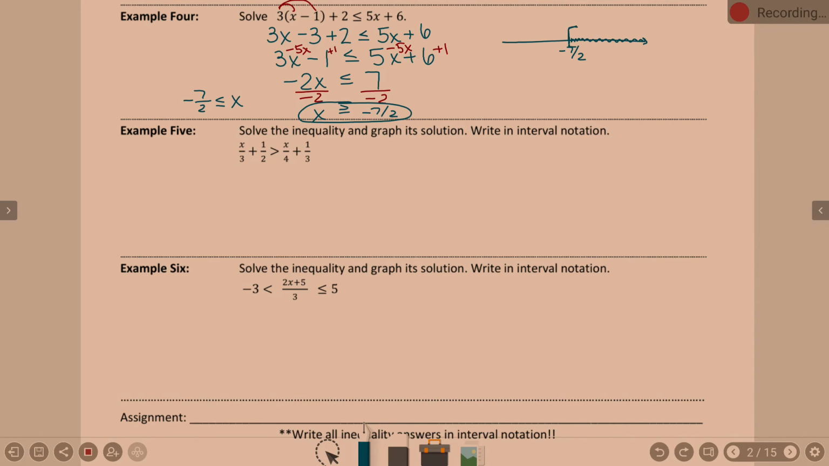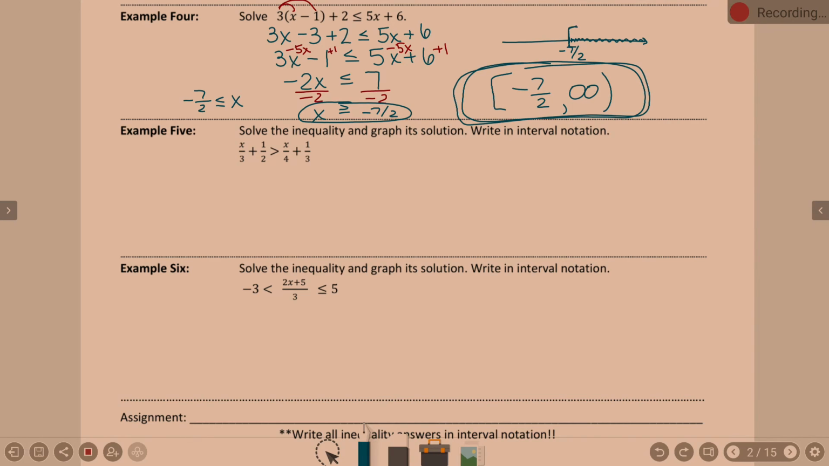Where does my graph start? It starts at negative 7/2. Parenthesis or bracket on negative 7/2? Bracket, because it's included. Comma. Where does my graph end? It's going infinitely right, so it's positive infinity. Infinities always use parentheses. So there's what I would be looking for as your answer.